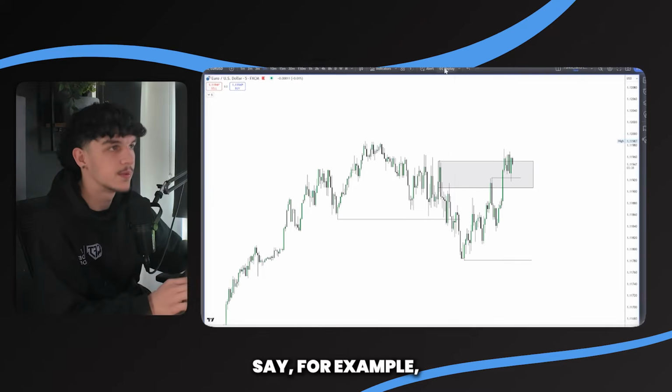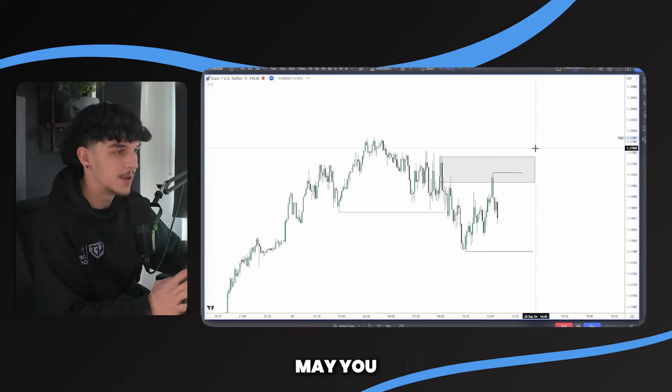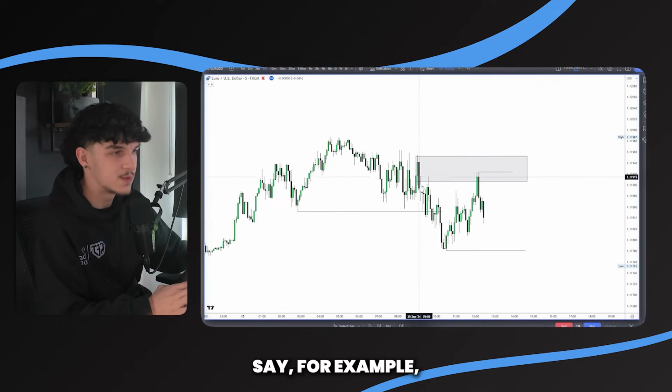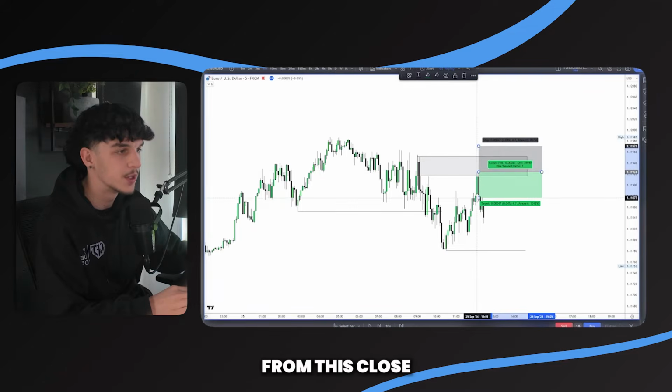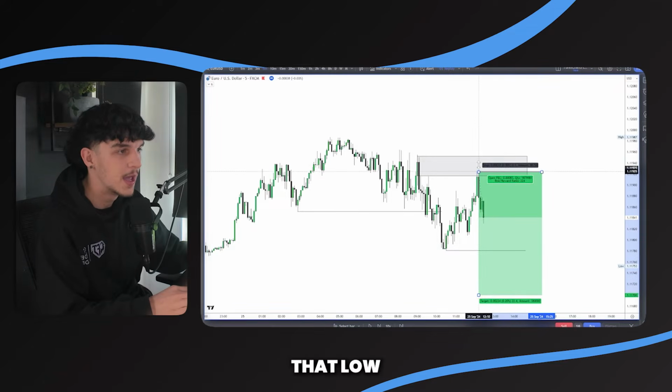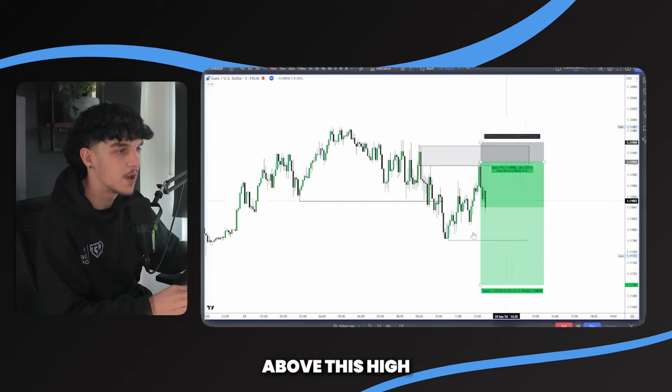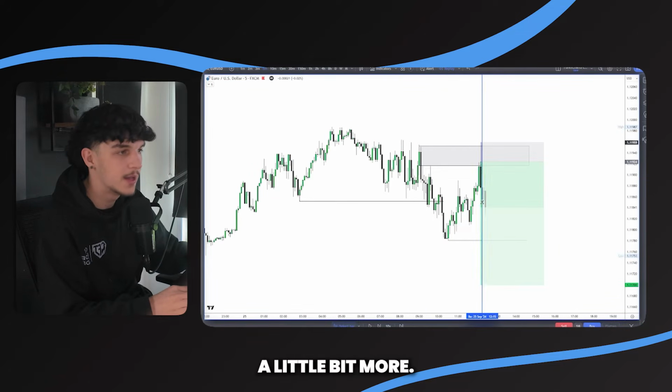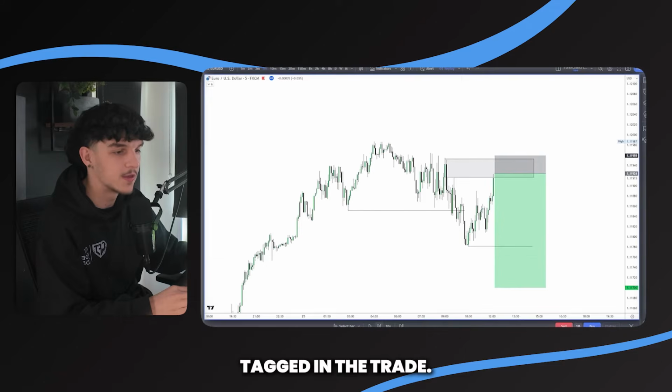So let's say, for example, let's take it back to make it simple for you guys, right? Let's say we spot this kind of supply zone up here. Maybe we go for a short from the supply zone, and our target is going to be below that low, and our SL is either going to be here or just above this high. So we'll say above this high. Let's take it back a little bit more, and we are tagged into the trade.